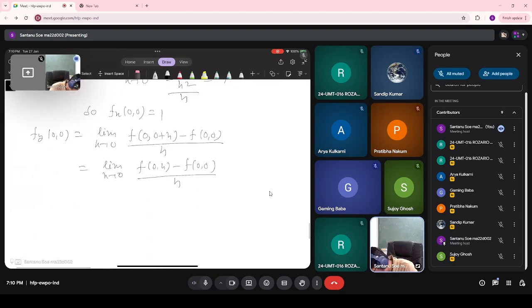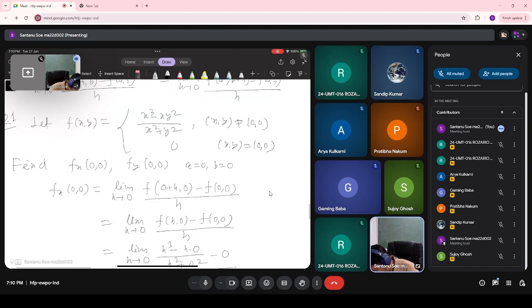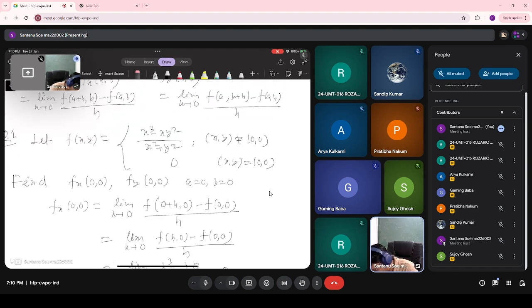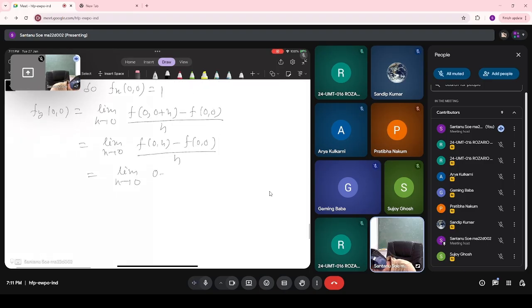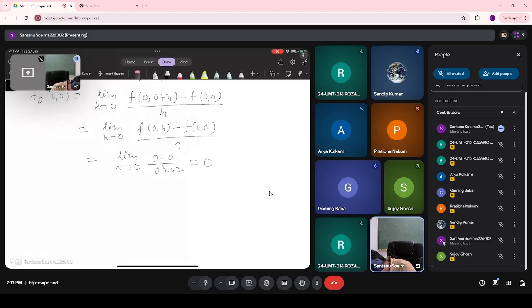So this will be limit h tends to 0, and f of 0 comma h will be, this term will be 0, and this term will be 0 into h, so this is 0, divided by 0 square plus h square. So this is 0 minus 0 divided by 0 square plus h square. So this is nothing but 0. So here fy of 0 comma 0 is 0.